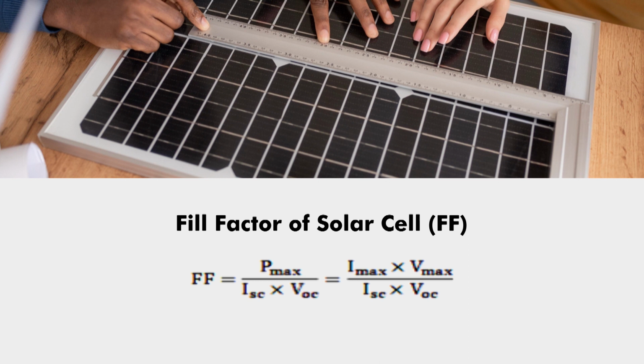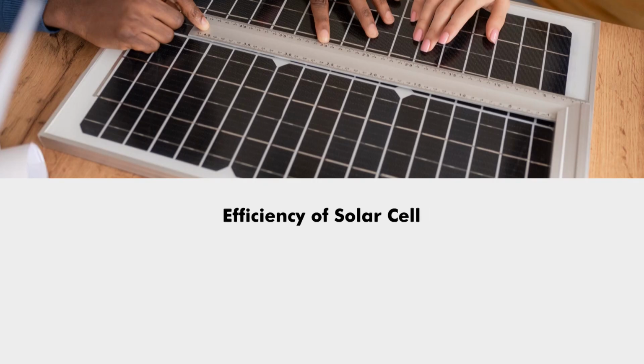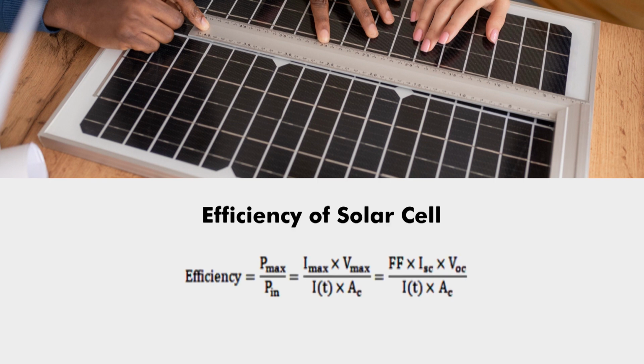Mathematically, you can write fill factor as the ratio of P max upon the product of ISC and VOC. And P max can also be written as the product of I max and V max. Another term that we have to know is called the efficiency of the solar cell. That means how we will calculate the electrical efficiency of the solar cell.